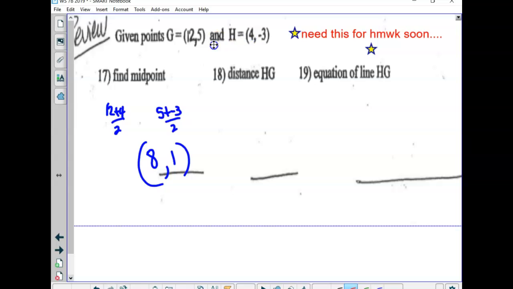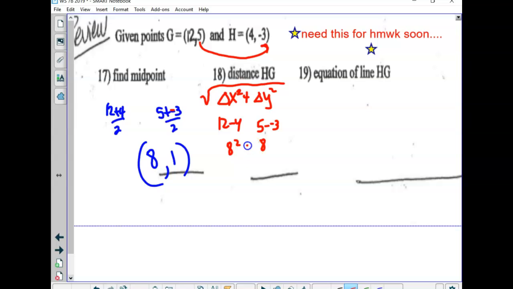12 and 4 is 16, divided by 2 is 8, 5 and negative 3 is 2, divided by 2 is 1, right? We good? That was a negative 3 in there. Okay, distance is change squared plus change squared square rooted. Pythagorean theorem. What is the change between 12 and 4? 8 squared. The change from 5 to negative 3 is also 8, right? Well, it depends which way you went, but yeah.